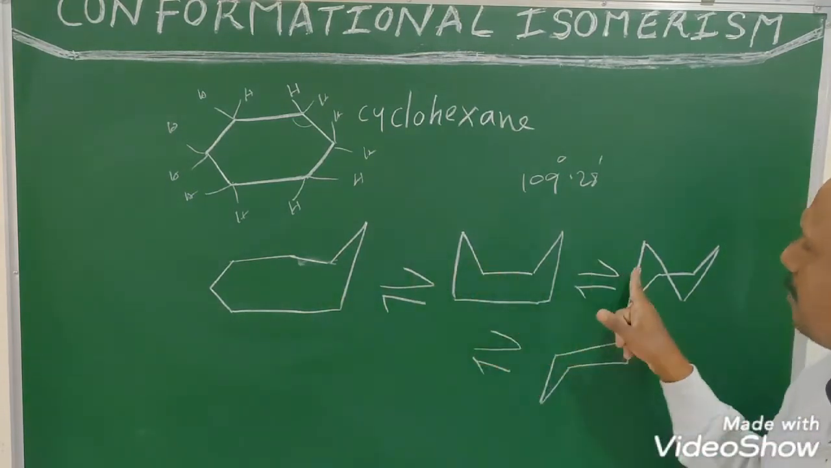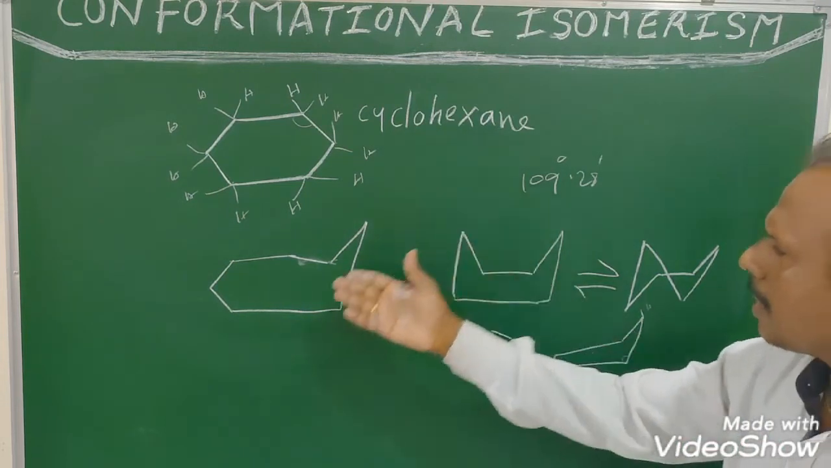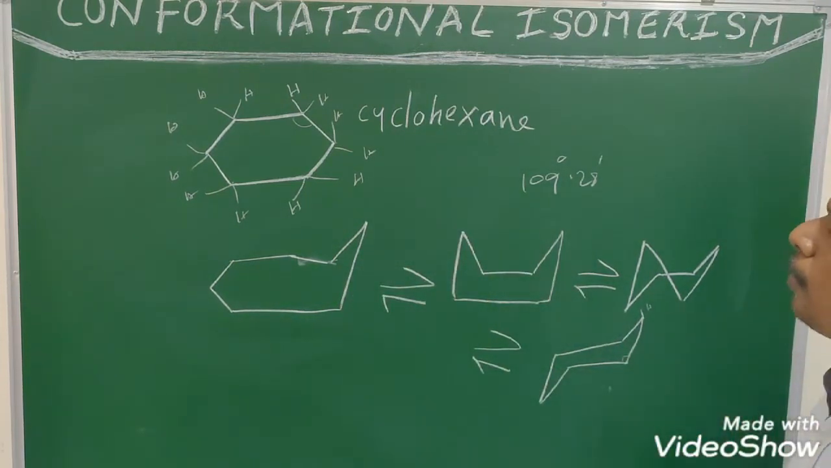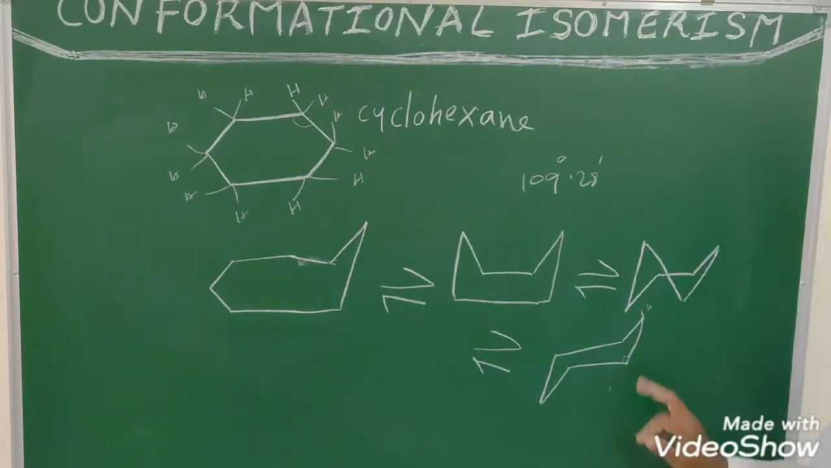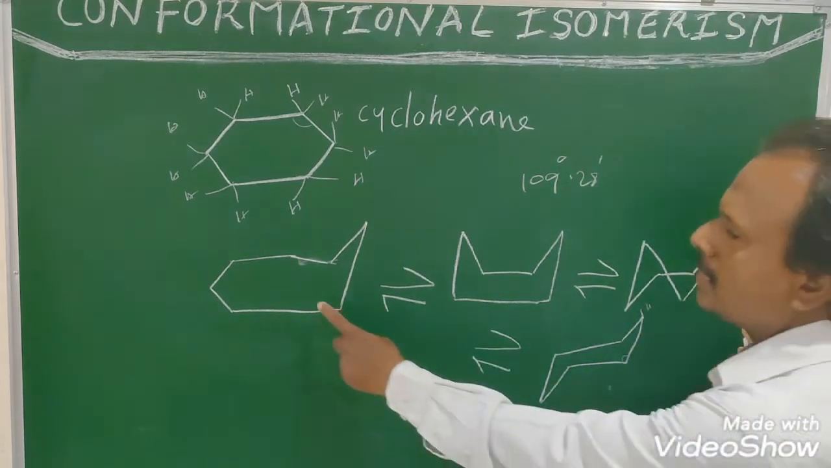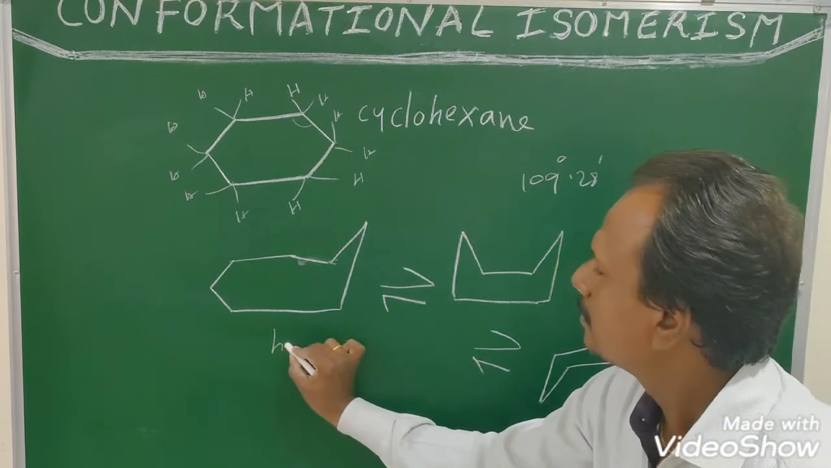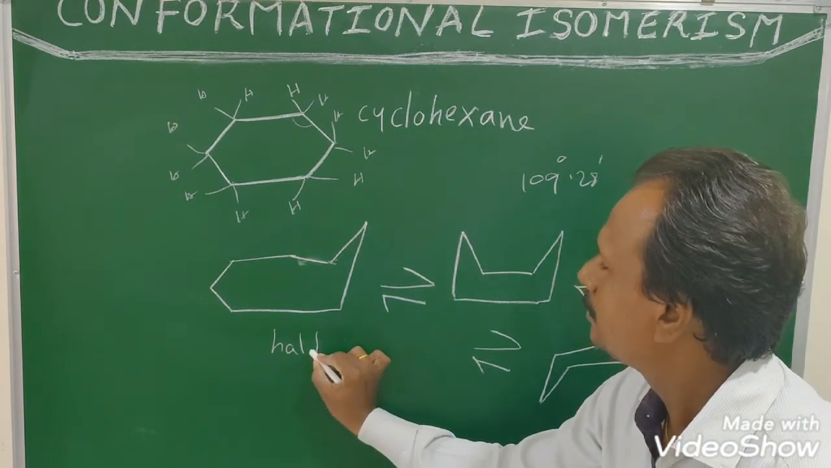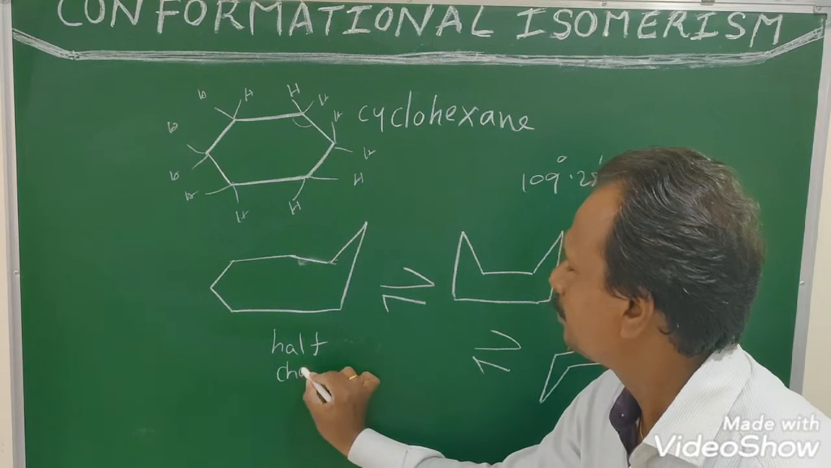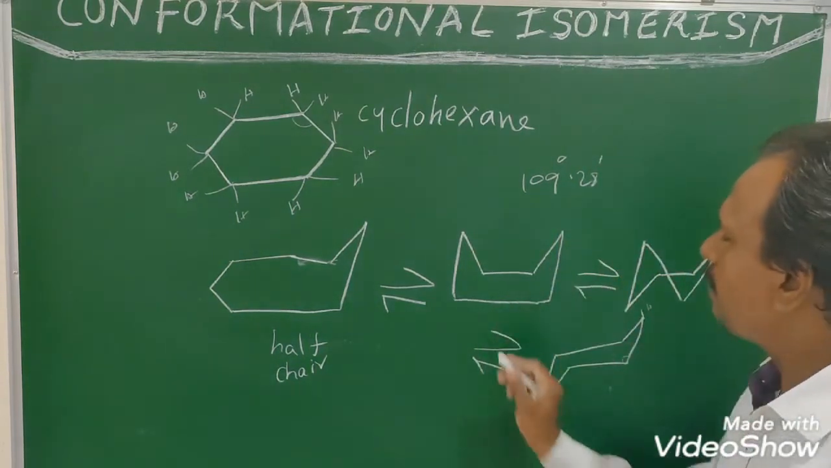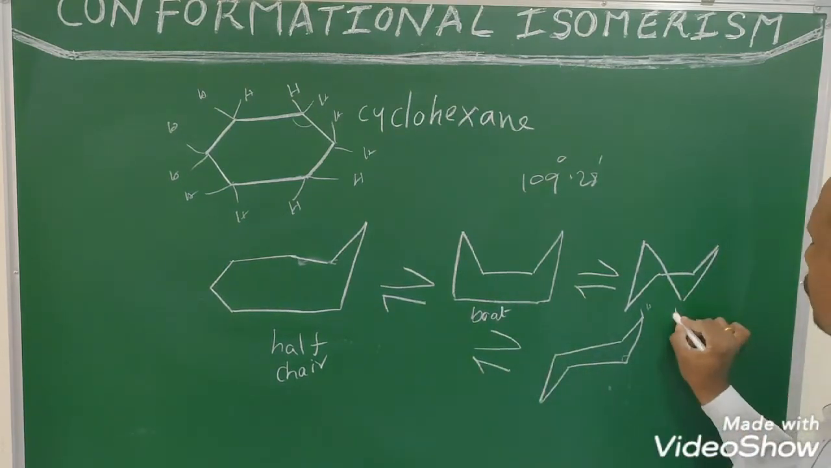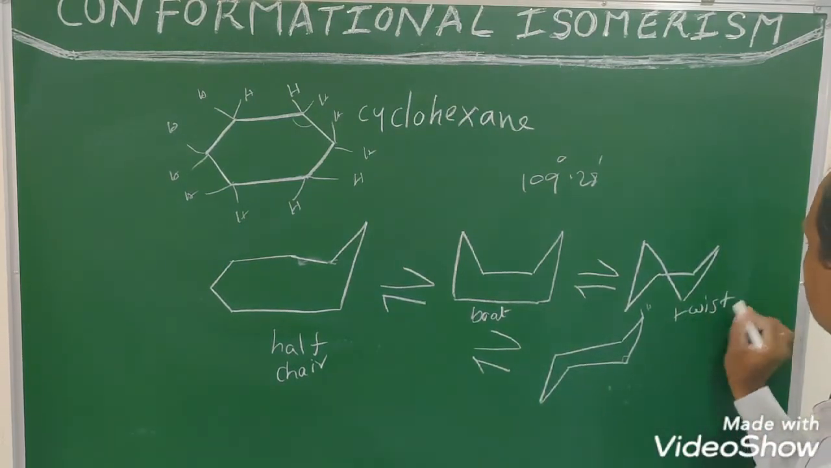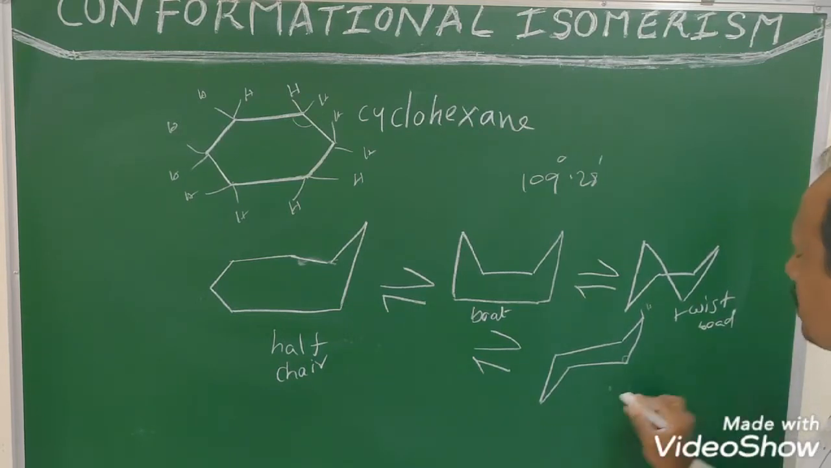Cyclohexane exists in all conformations, but the chair is more stable. So the majority of molecules exist in this conformation. It is called the chair conformation. What is the stability order? It is half chair, boat conformation, twist boat, chair conformation.